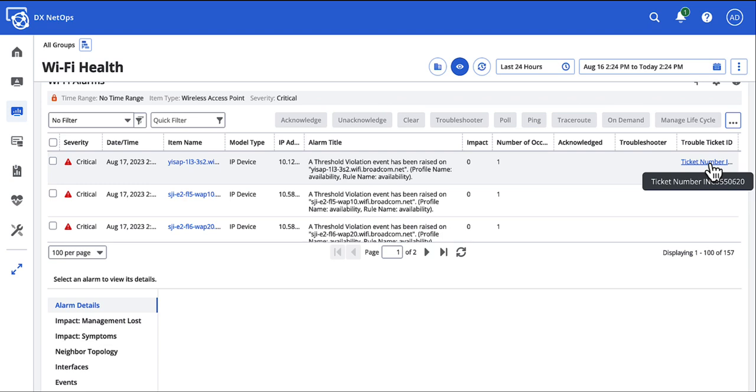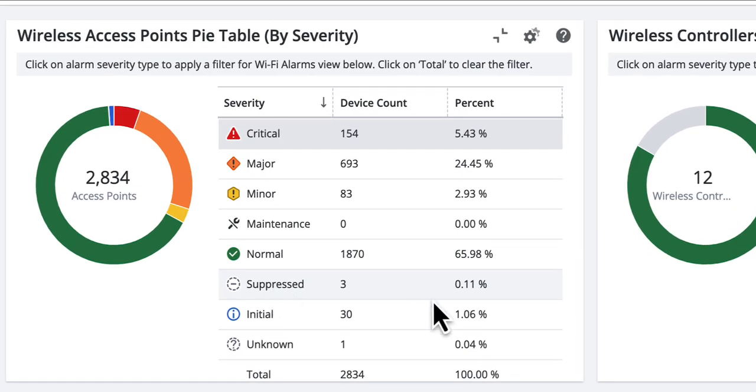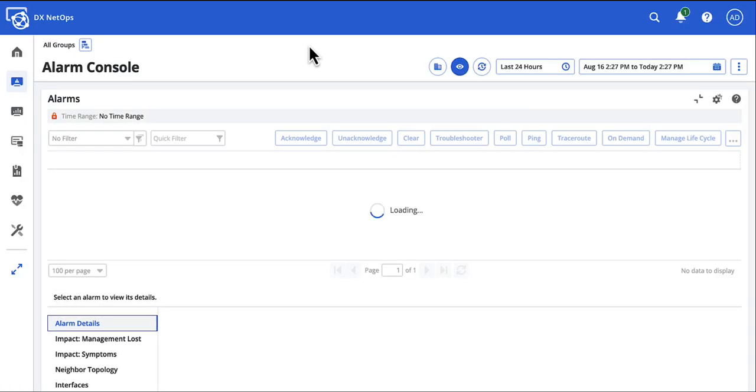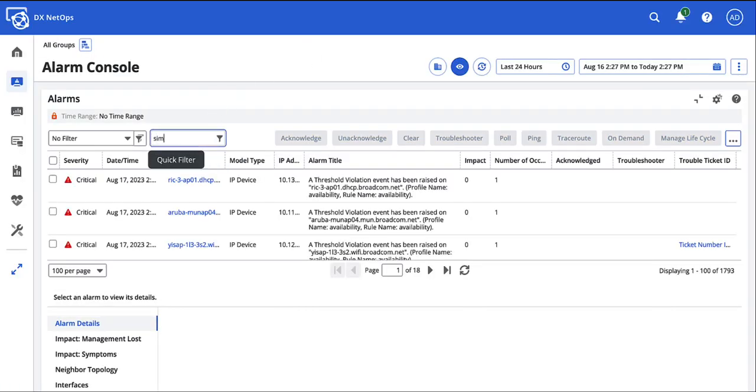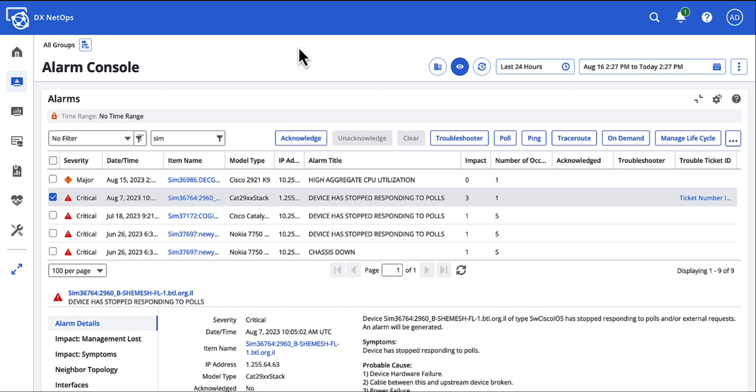The next thing that also matters to John is what are the issues that are affecting Wi-Fi but are not exactly being caused by some wireless infrastructure asset. For example, you can see here there are 3 suppressed events. Now what does that mean? What happens is DX NetOps out of the box uses intelligent fault correlation to identify the impact of an underlying switch, or say for example an SD-WAN edge device, and how it's impacting the Wi-Fi.